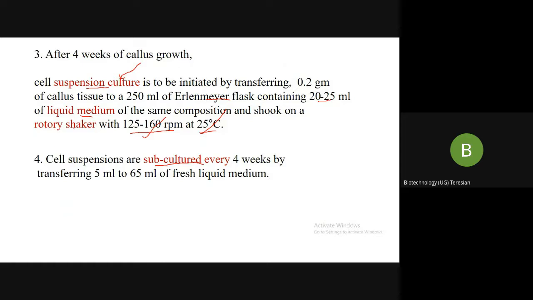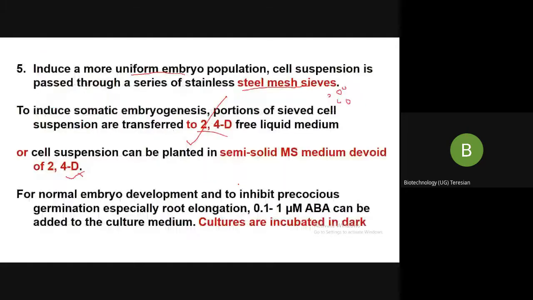Obviously, it is a liquid medium. Cell suspensions are cultured at 125 to 160 rpm at 25 degrees centigrade. Cell suspensions are subcultured every 4 weeks by transferring to 5 to 65 ml of fresh liquid media so that we can sustain and retain the viability of the cells.